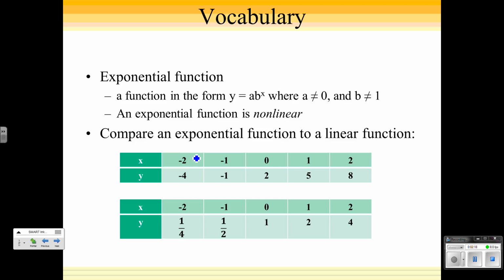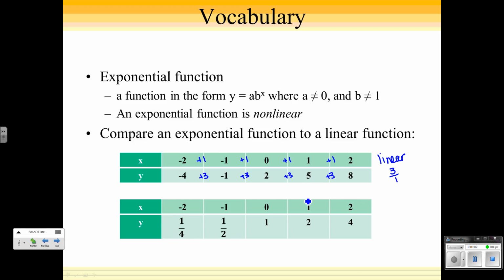So as we look at this table, we go from -2 to -1 to 0 to 1 to 2. That's what the x values do. So as you can see, the x values are increasing by 1 every time. And if we look at the y values, we go from -4 to -1 to 2 to 5 to 8. And so as you can see, the y values are increasing by 3 each time. So this table shows a constant rate of change. It's linear, and it has a rate of change of 3 over 1. For every increase in the x value, our y value increases by 3.